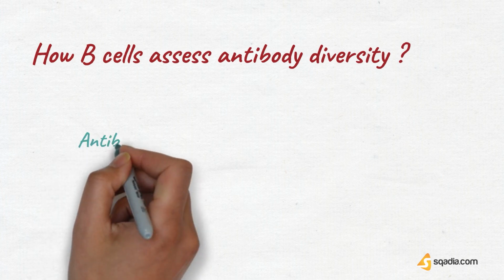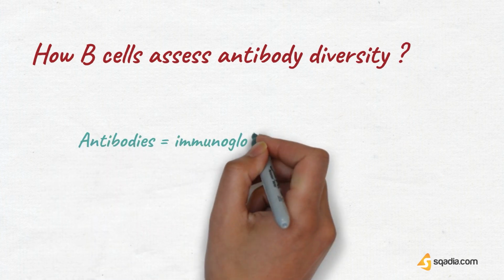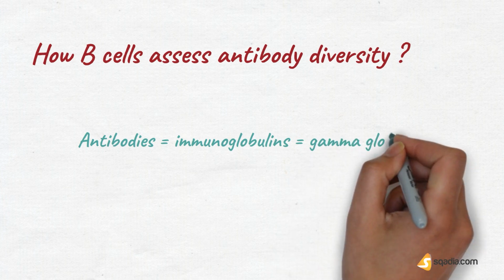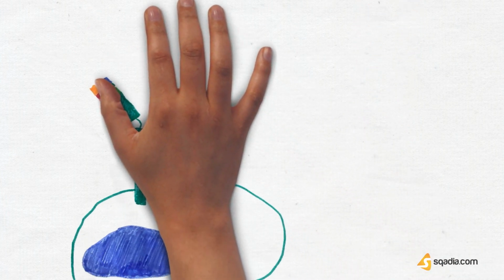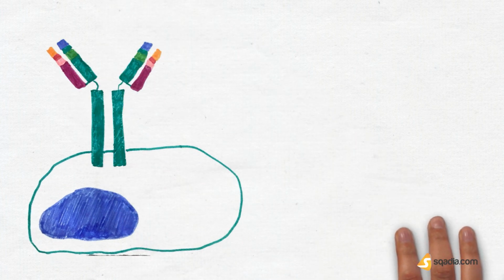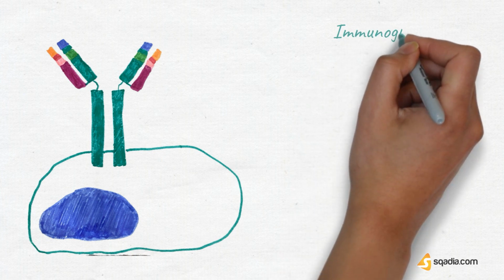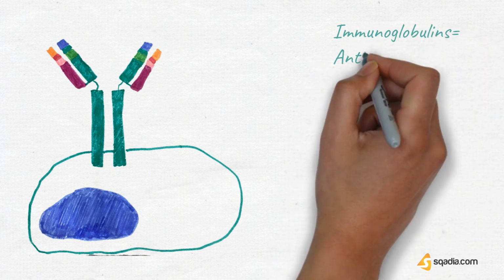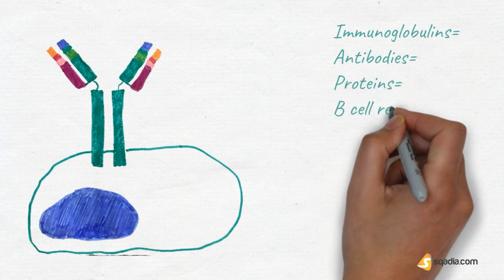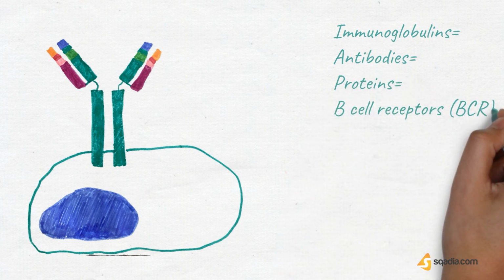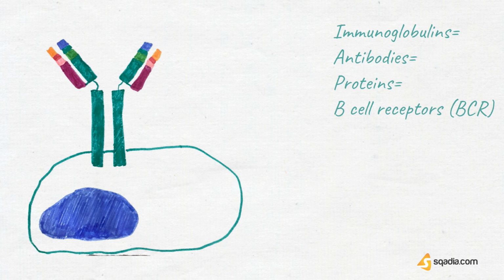First of all, let's make one thing very clear. Antibodies are immunoglobulins. It's the same thing. Before that, they were also called gamma globulins, but not anymore. So antibodies and immunoglobulins, it's the same thing. Antibodies are nothing but proteinic receptors on the surface of the B cells, allowing them to connect to different antigens. So immunoglobulins are antibodies, and they are also proteins, and they function as B cell receptors, called BCR for short.